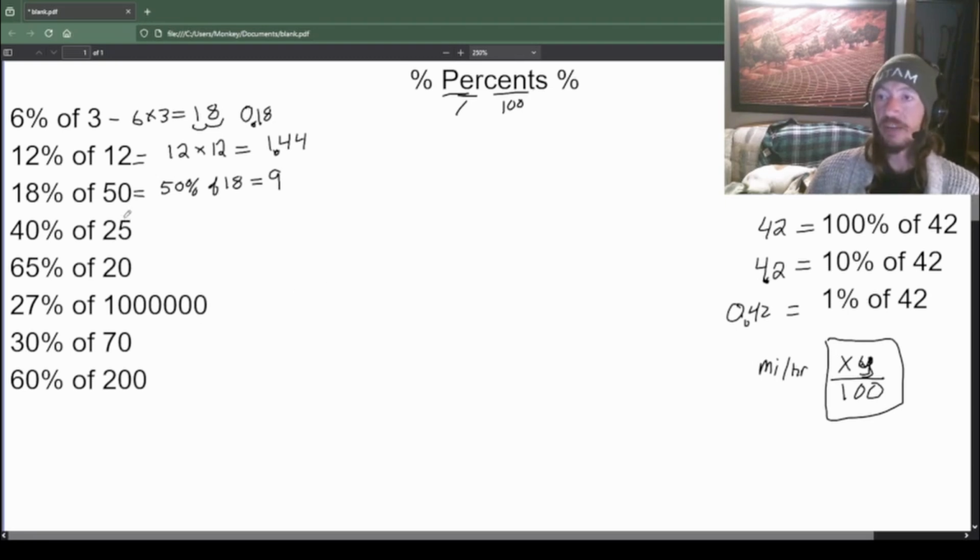Let's try that one again. 40% of 25. Not entirely sure. It's not exactly obvious. I don't want to multiply 40 times 25 necessarily. But instead, I can think of this as 25% of 40. So I know 25%, well, that's just a quarter. A quarter of 40 is 10. See, they're getting easier.